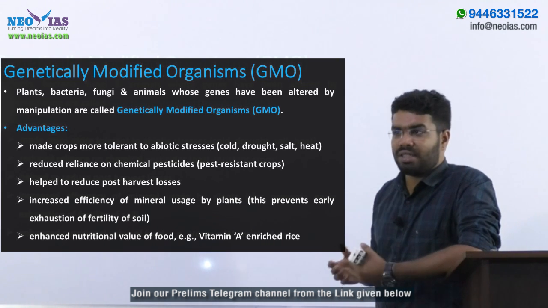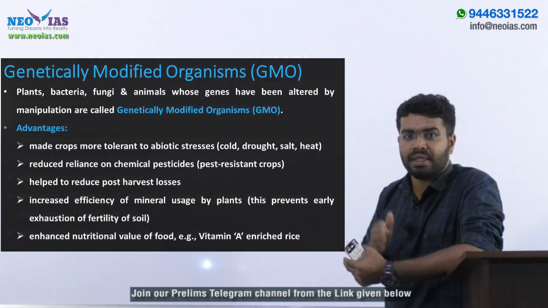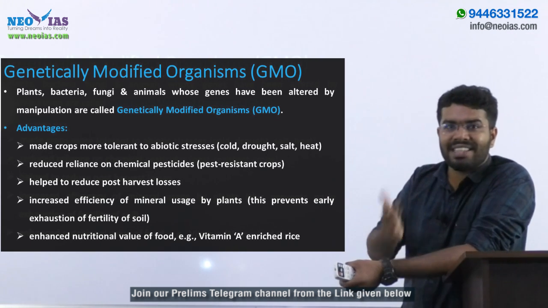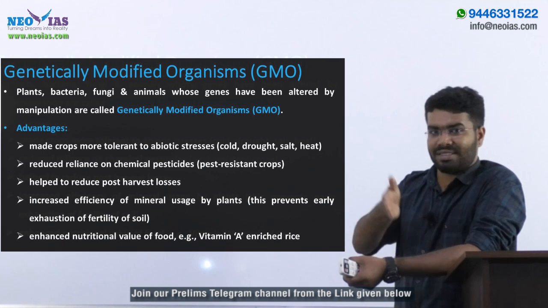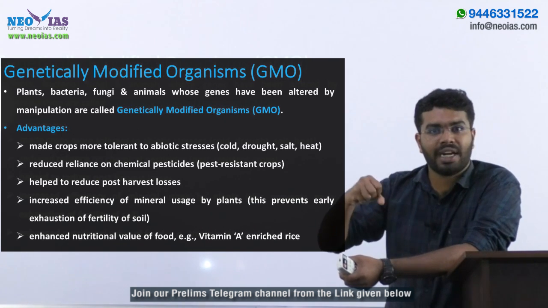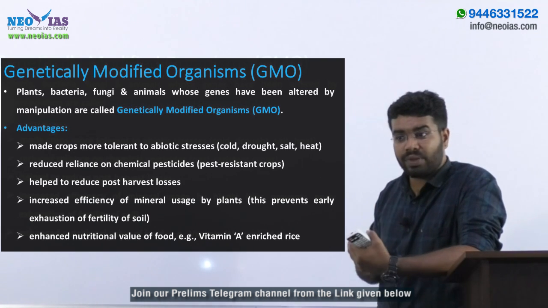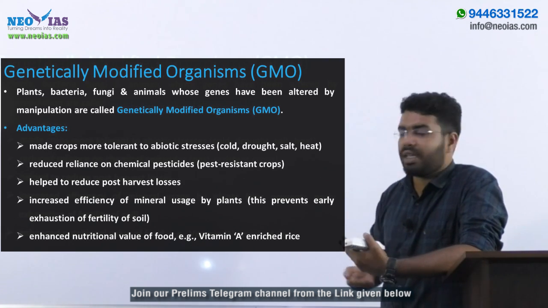Reduced reliance on chemical pesticides. Yes, because these plants have inbuilt resistance against pests and insects. Insects and pests cannot consume the plant because they will die. It will be poisonous to them. That is how they modify the plant accordingly.